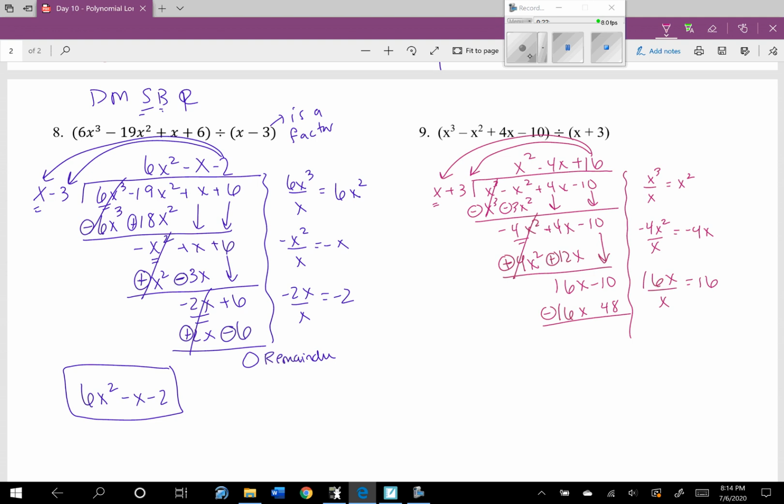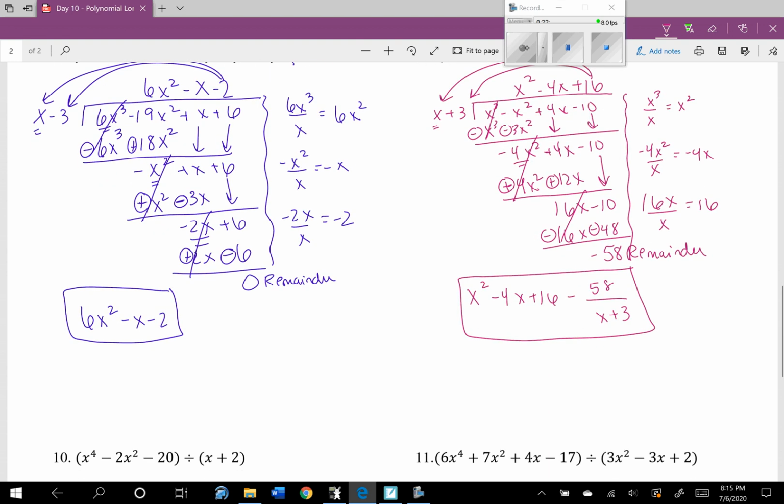And then we're going to subtract the terms, so both these become minus. So this cancels out, and then negative 10 minus 48 gives me negative 58, which is the remainder because there's no other places for us to go. And so this becomes x squared minus 4x plus 16 minus 58 over x plus 3. So that is the answer to this polynomial long division problem.